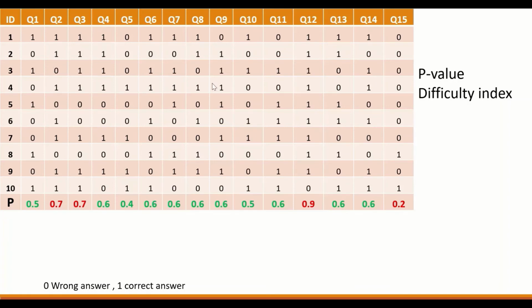Questions number 4 up to 11 are ideal questions. Question number 12 is a very easy question, as 90% of the students answered it correctly. And for question number 15, only 2 students managed to answer the question correctly, so it is a very hard question. So this is the way to classify items or questions in an exam that contains multiple choice questions: calculate the item difficulty.